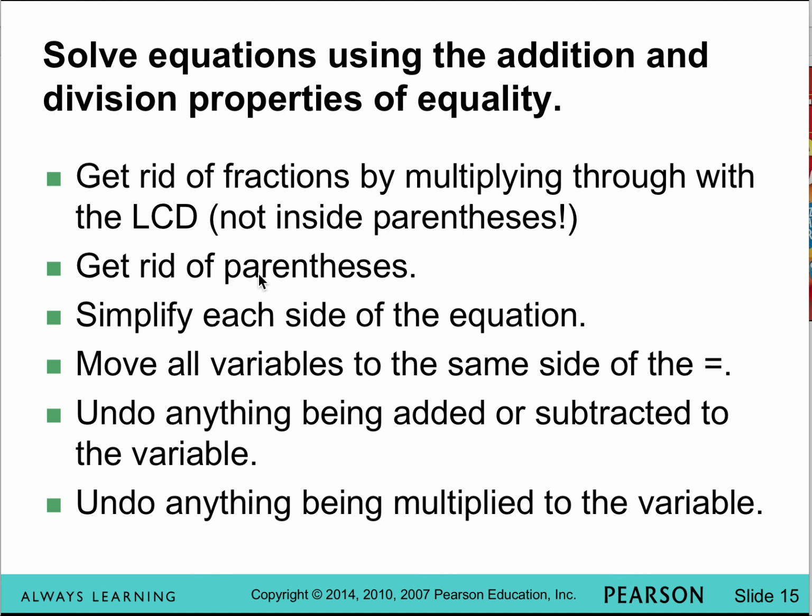Then we get rid of parentheses. Then simplify each side. Do any math you can do on each side of the equation. Move all the variables to the same side of the equal sign. Undo anything being added or subtracted to the variable. And then undo anything being multiplied to the variable.